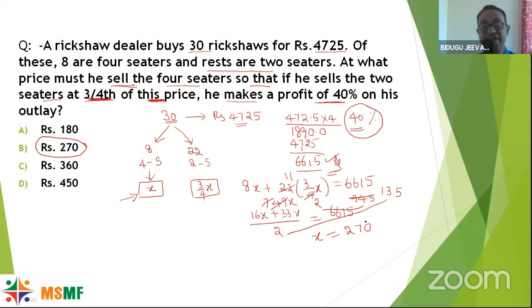Only one step, boss. If you are very clear, you can get that. So your target is we need to sell it for 40% of the profit. How we are selling? 4-seater with some price, 2-seater with some other price. The price link is also given, that is the 3/4 of the 4-seater. I hope you are following my point.